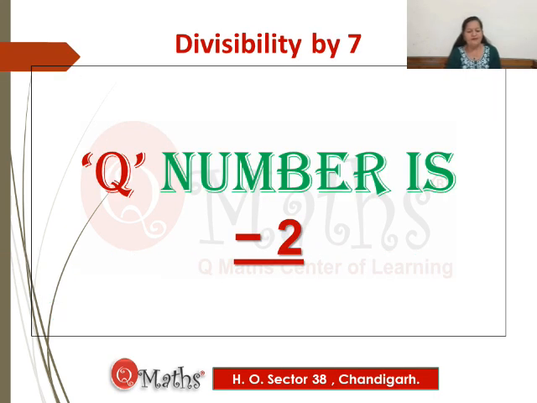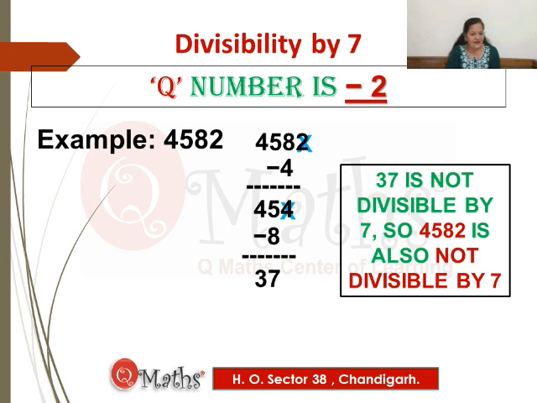Divisible by 7. The Q number of 7 is minus 2. For example, 4582, take the last digit 2 and multiply by minus 2. It comes minus 4. Now subtract the remaining number. 458 minus 4, it comes 454. Now again 4 into minus 2 is equal to minus 8. Is 37 divisible by 7? No, it means 4582 is not divisible by 7.